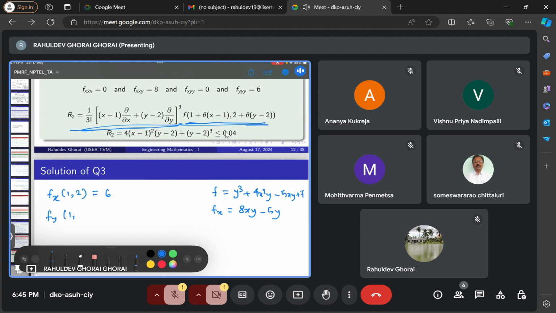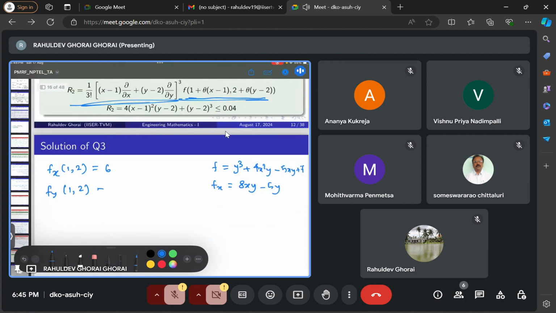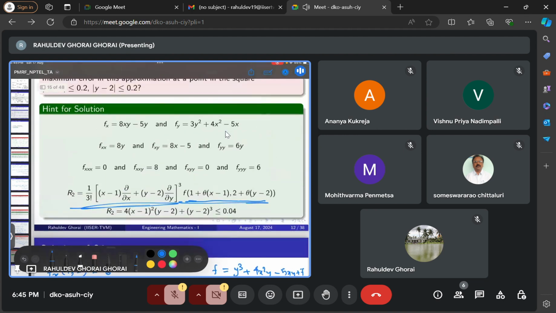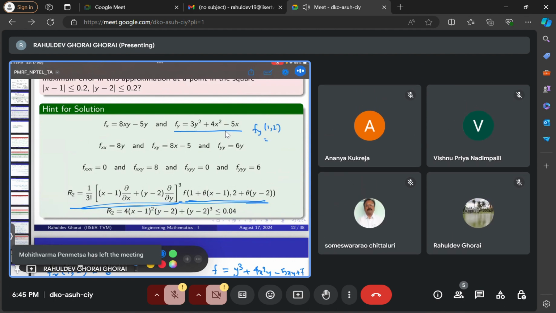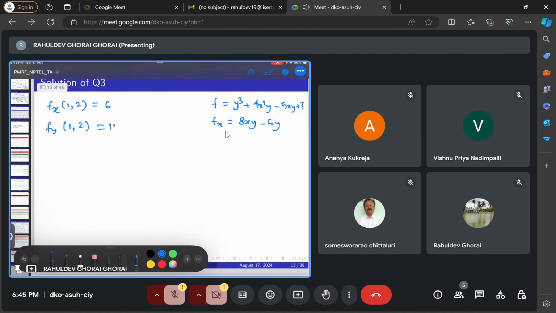Similarly, you find out fy at 1 2. I have not written it already, I think. Okay. So fy at 1 2 will be, see, fy is 3y square plus 4x square minus 5x. So fy at 1 2 will be 12 plus 4 minus 5, okay, 11. So it will keep on going like this, with fxx at 1 2 and all these things.